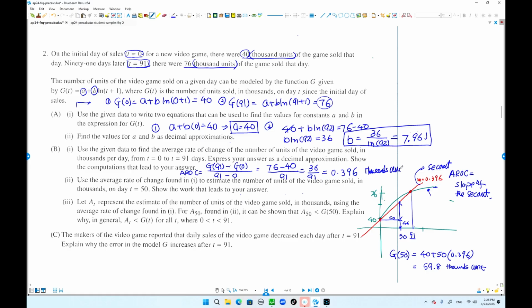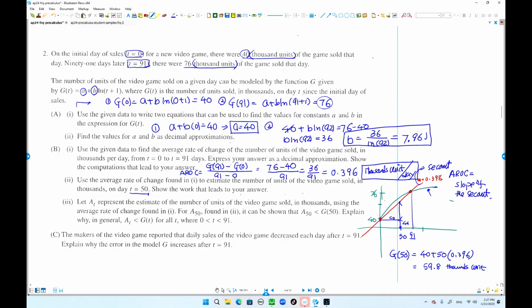Thousands of units per day. You better write the unit, okay? Right, use the average rate of change found in part one to estimate the number of units of the video game in thousands per day at t equals 50, right? Okay.